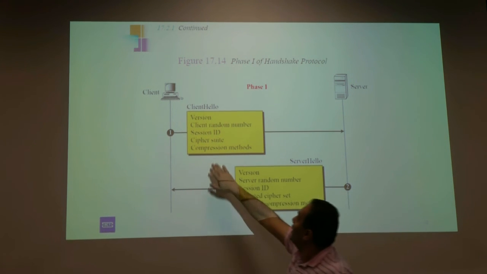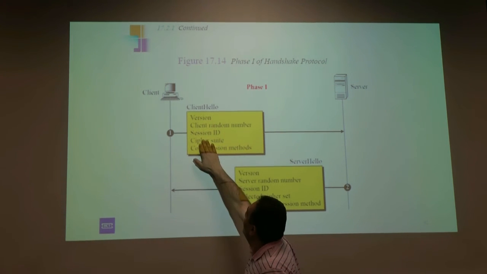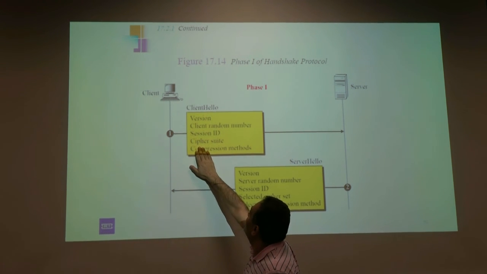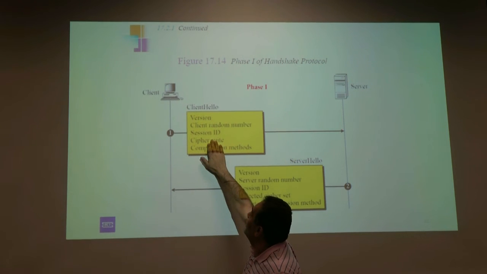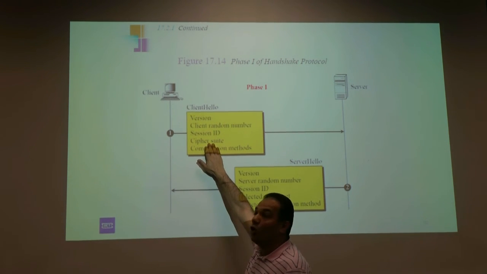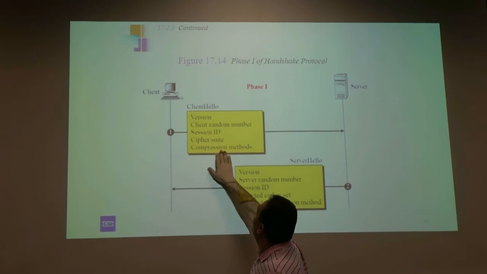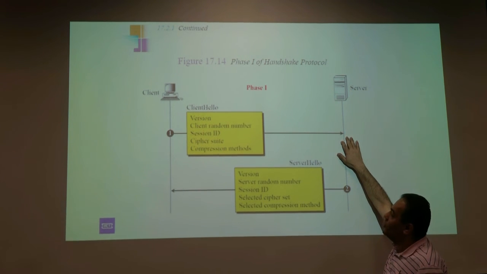Then the client's random number. Remember we said the client has to generate a random number, and then the session ID, which is a random number, 8 bits, and the Cipher suite. We have so many suites you have to pick from. The client says, these are the suites I could use. And the compression method is going to go to the server. So what does the server respond?